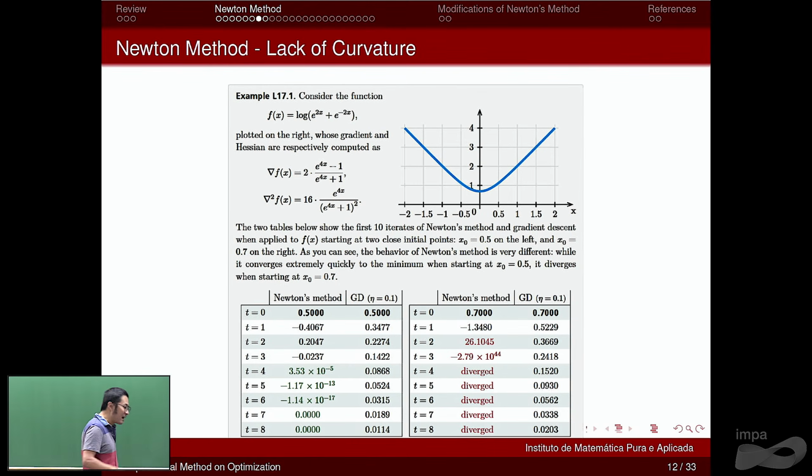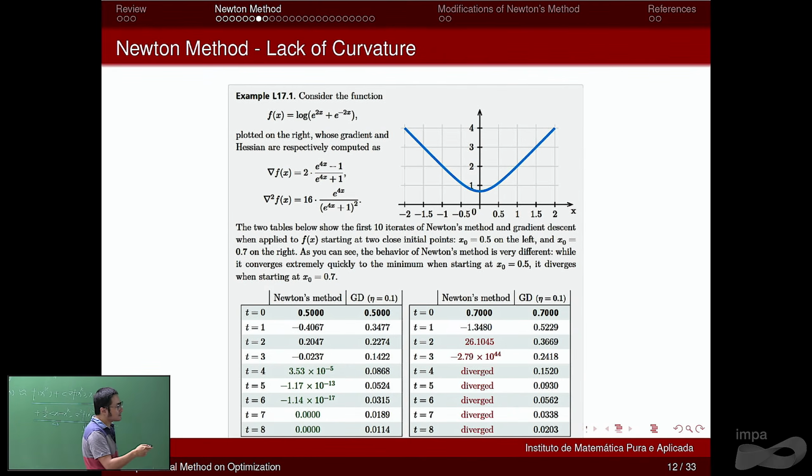Another interesting thing about the Newton method is that sometimes it fails. It is not very stable or robust like the gradient method. This is an example which I got directly from the reference, which I will give at the end of the slides. We can see here we have a function, and the graph is like this. To implement the Newton method, we need to calculate the gradient and also the Hessian.